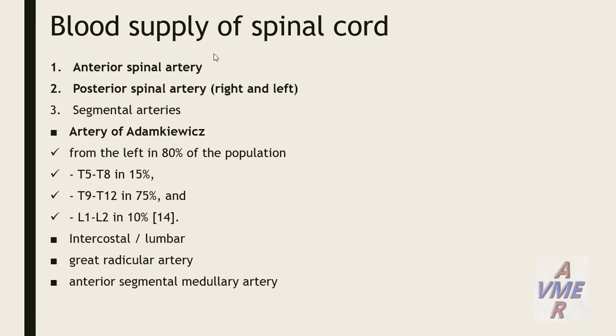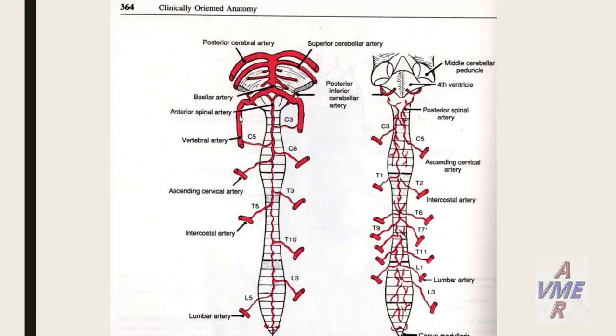We have the anterior spinal artery, posterior spinal artery, segmental arteries, the artery of Adamkiewicz, intercostal, lumbar, and collaterals from the internal iliac, and the great radicular anterior segmental medullary artery. Those segmental arteries give branches like the radicular arteries and medullary arteries. This is a picture of the spinal cord blood supply arteries.